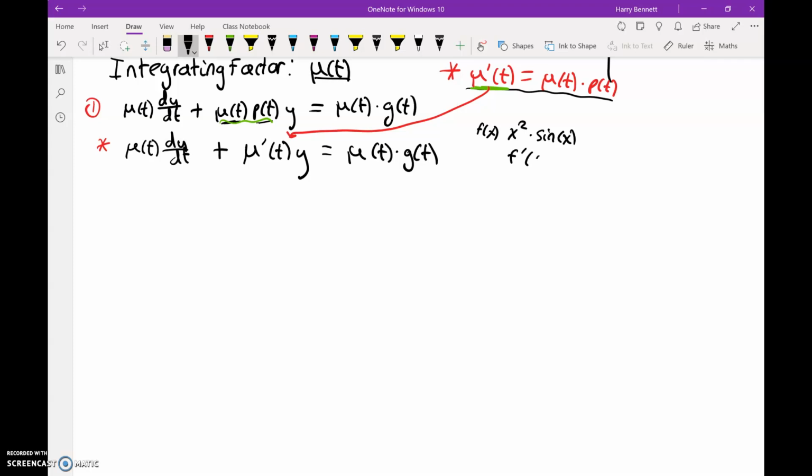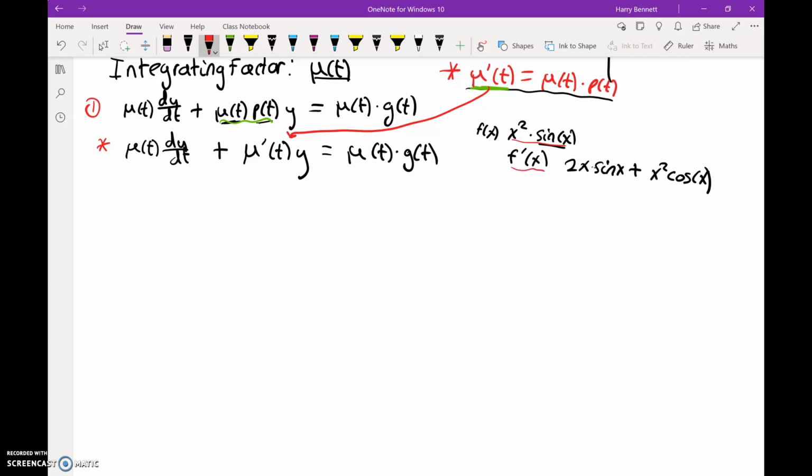Do you remember when you want to differentiate f of x, you have to take the first one, x squared, and differentiate that, and multiply it by sine of x, so that's 2x times sine of x. Then you add x squared times the derivative of the second one, sine of x, which is cosine of x. So if you want to differentiate a function in a product form, you differentiate the first one, multiply it, then add the first one times the derivative of the second one, right? That's just the product rule, okay?